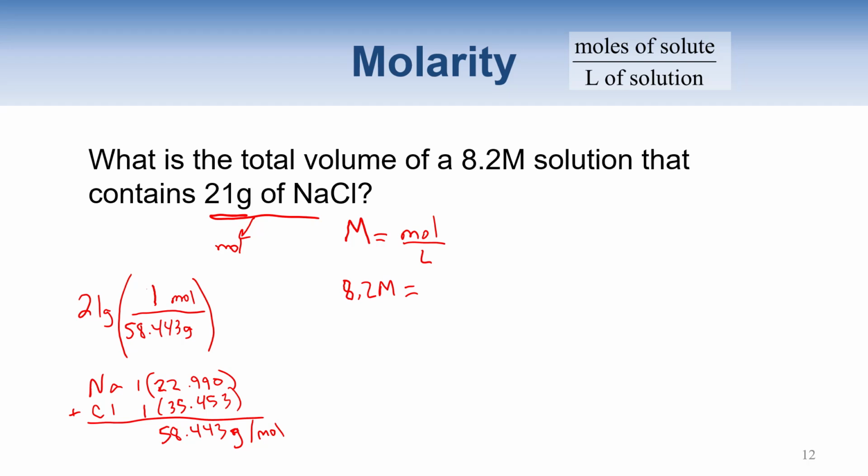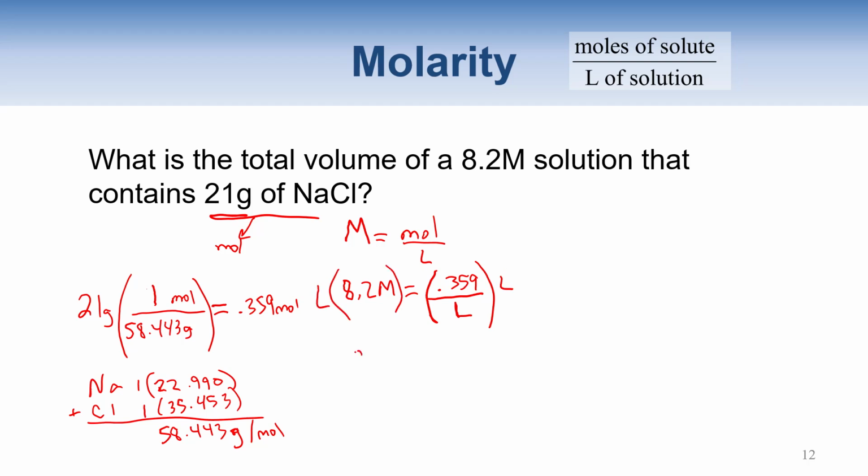and we get 0.359 moles. So where we have the moles, we're going to put in 0.359. And we're going to put that over liters. So now we want to solve for how many liters. So to bring liters to the top, we're just going to multiply both sides by liters.